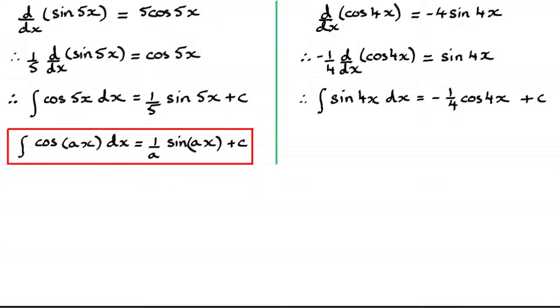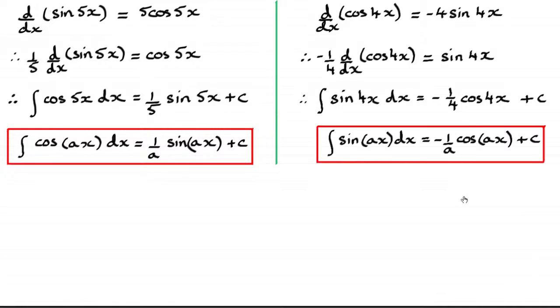And what this is generally leading to is a very similar result to what we had here, and that is if you integrate sine of ax, a being a constant, with respect to x, what you're going to get back is minus 1 over a cosine of ax plus a constant of integration. In this example above, a was the 4. So if we had to integrate sine of, say, 3x with respect to x, it will be minus 1/3 cosine of 3x plus c.